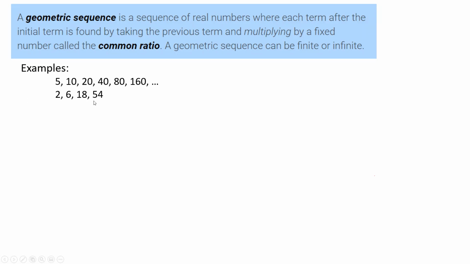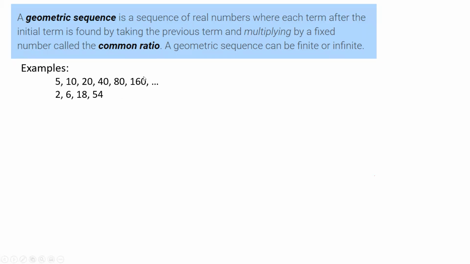For this second example here, my initial term is a 2, and then I'm going to be multiplying by 3 as I get more and more. So for the second one, the common ratio would be 3. So 2 times 3 is 6. 6 times 3 is 18. 18 times 3 is 54, and so on. So those are just two examples.